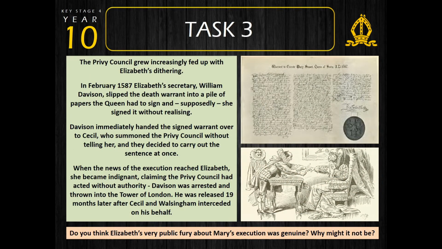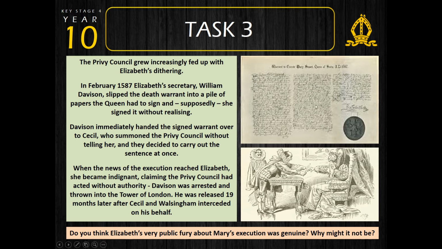Privy Council get pretty fed up with this, and what they do in the end is they get Elizabeth's secretary to just give her a big pile of papers that she's got to sign and kind of hide the death warrant in there so that she'll just kind of sign it without even really realising. All right, you can see here this sort of cartoon of Elizabeth sobbing, refusing to sign this warrant, someone trying to put the quill into her hands to make her do it. She really didn't want to do it, so they tried to trick her into it.